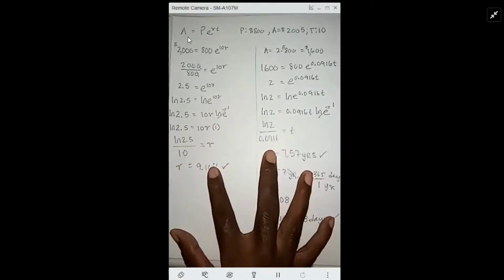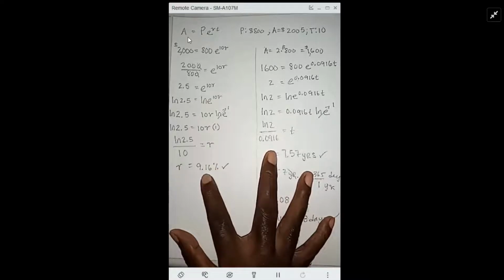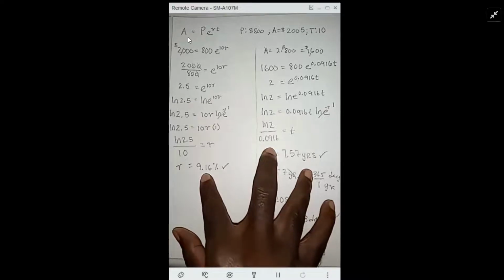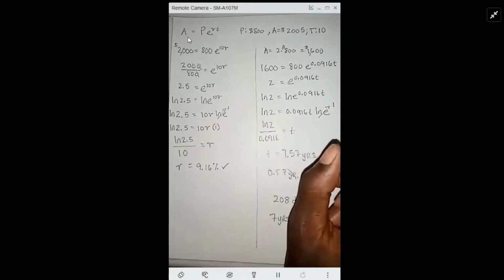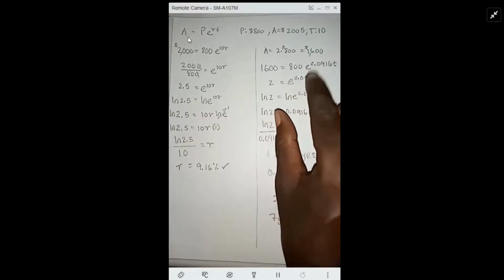We have to rid ourselves of this exponential, so we take the natural log of both sides. Natural log of e, we know that to be 1. I think that might be what tripped you up. Given that, write the 1 through it like that, divide both sides by 10. So we have R. Do a little algebra, do a little calculation on the calculator. I come up with 9.16%.